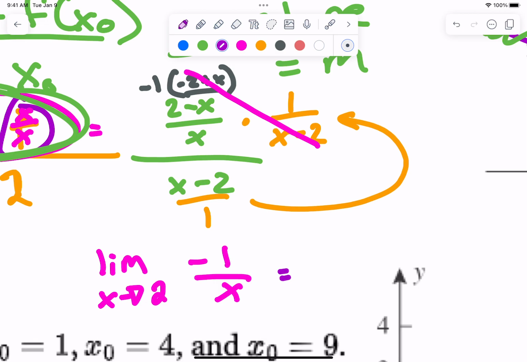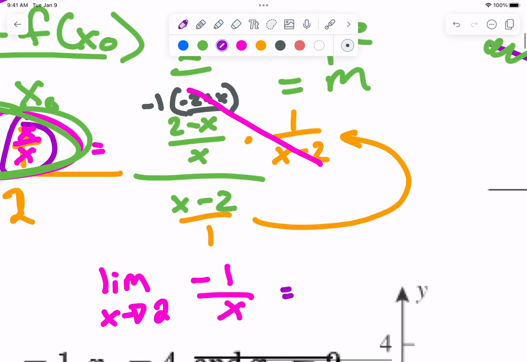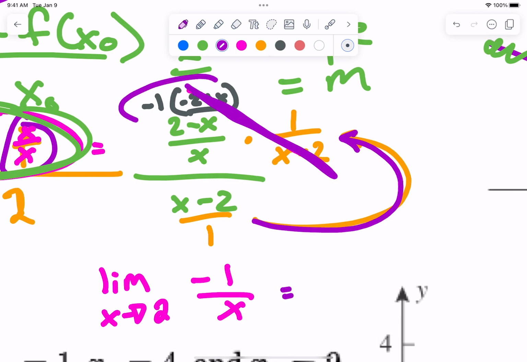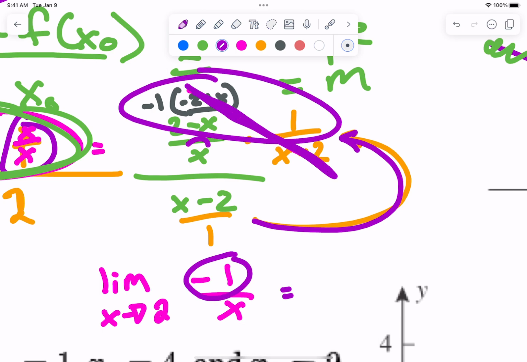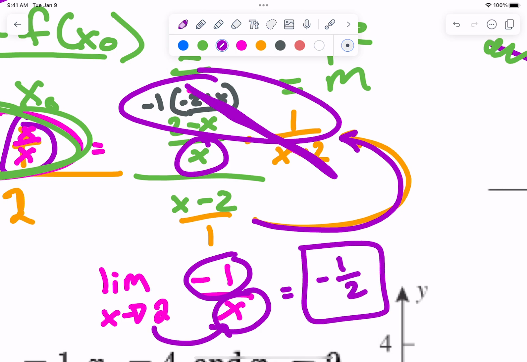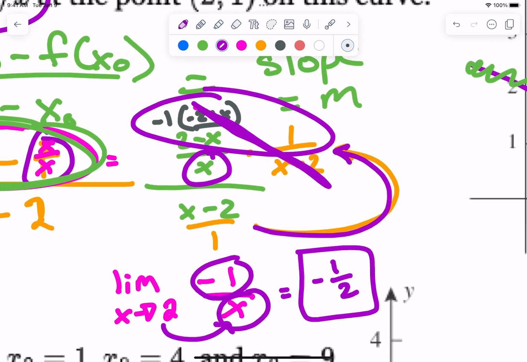Okay, questions about where we're at now? Do you see where we flipped this to the top? Yep, and now I pulled a negative 1 out, and now I'm going to cancel that with this. On the top, I have negative 1 times 1, which is negative 1. On the bottom, I have x. And now I plug a 2 in, and I can, because there's no 0 on the bottom, so negative 1/2. We might need to go over that. We will.